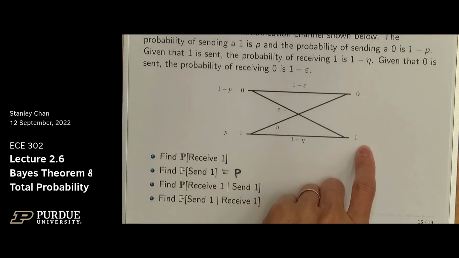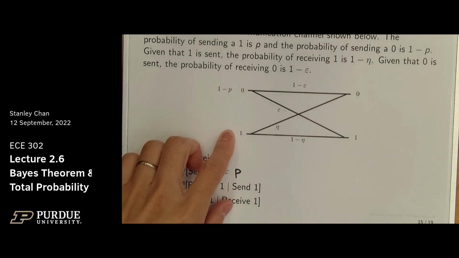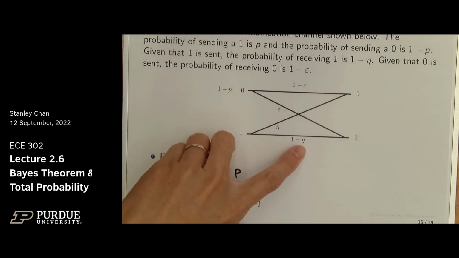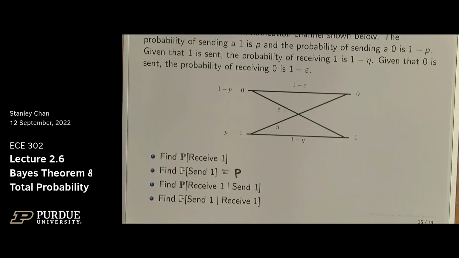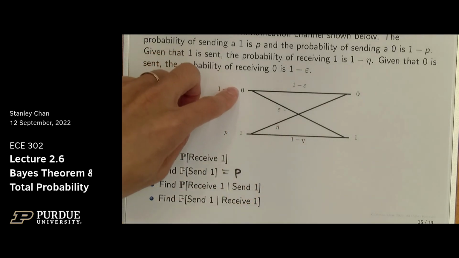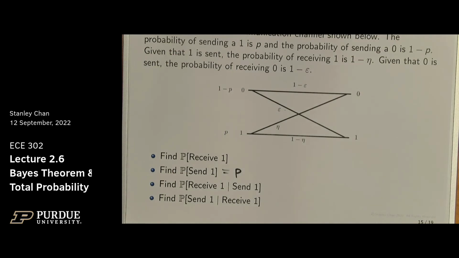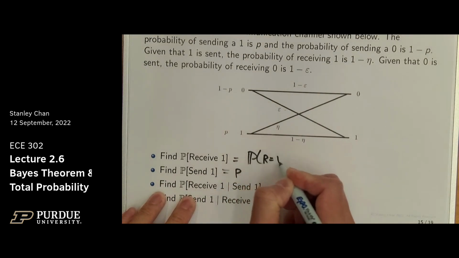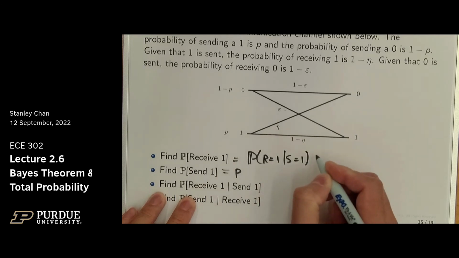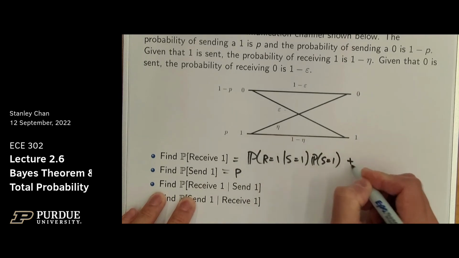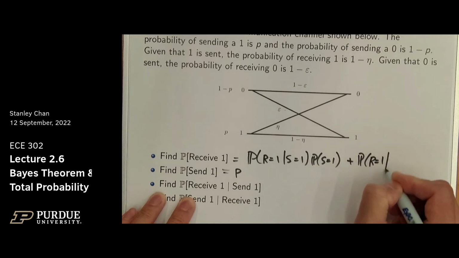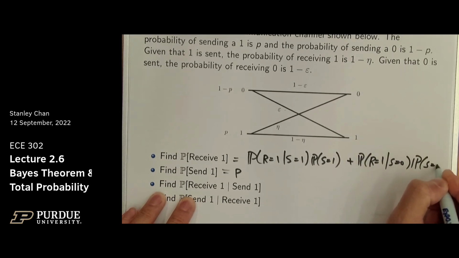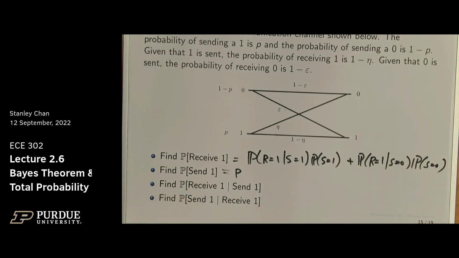You receive a 1, there are two ways you can get a 1. One is that you actually send a 1 with a correct transmission. And then the other one is that you send a 0, but then you mistakenly get a 1. So that's the second path. So there are two cases to give you this. So you have probability of receive 1, given that you actually send a 1, times the probability that you send a 1, plus the probability that you receive 1, given that you send a 0, times the probability that you send a 0. Okay, so you can do this calculation by yourself.